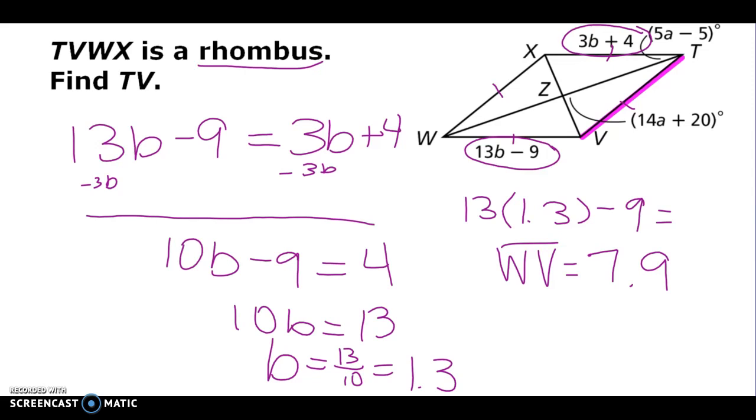But we're looking for TV. It asked us for TV in the question. We just found WV. Well, all sides are the same. All the sides are the same. So that's also TV's length.